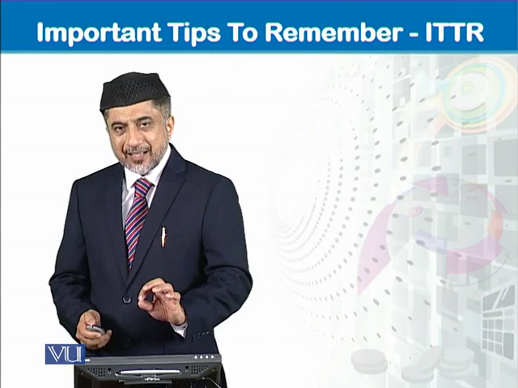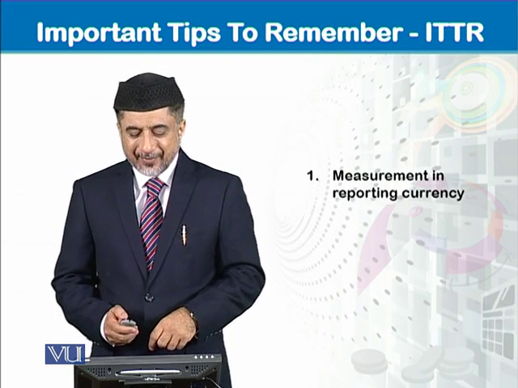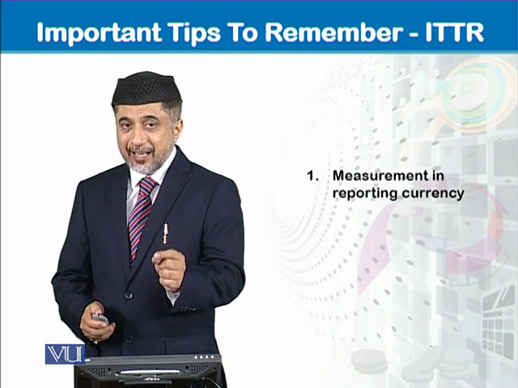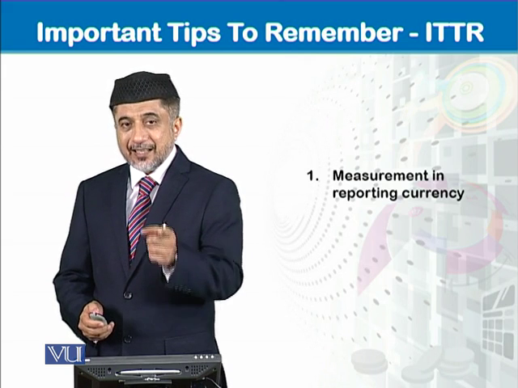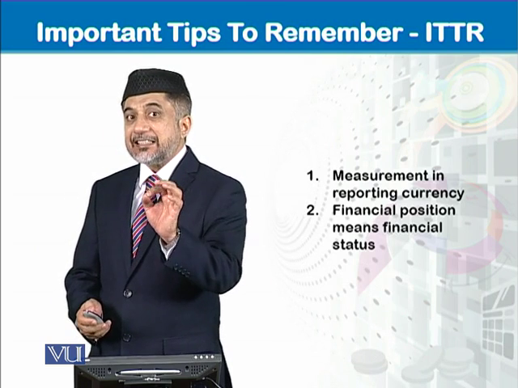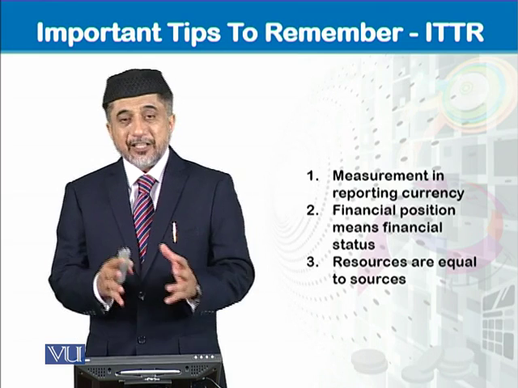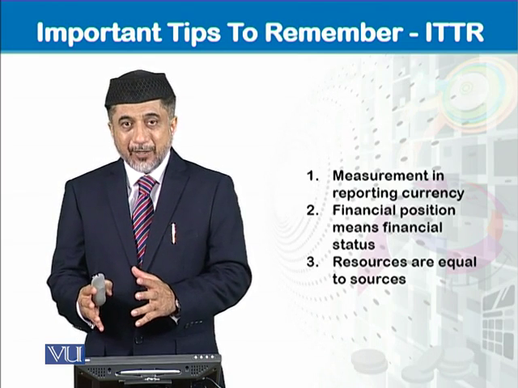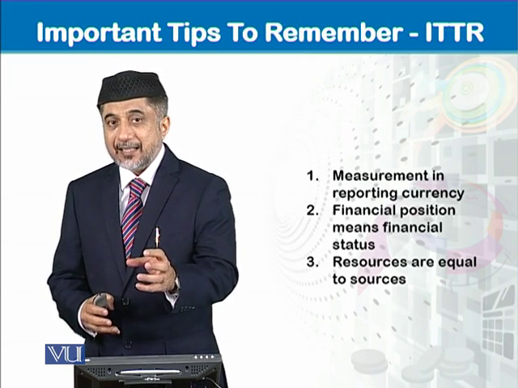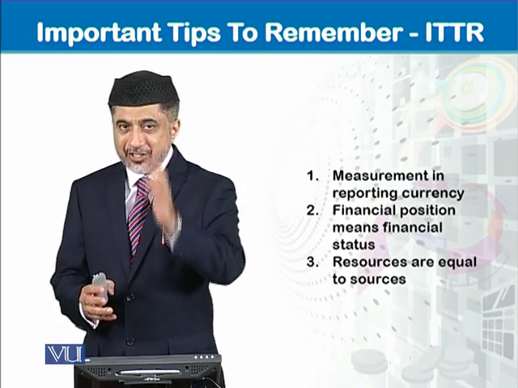So the important tips that we have to remember, the ITTR of this module, number one, is that financial information should be measurable in terms of money, and that money is assigned in reporting currency. And then financial position means financial status, and that financial status means that the resources of the entity are equal to the sources. Resources are the assets of the entity, and sources of the entity mean the owner's equity and liability of that entity. Keep these ITTRs very much fresh in your mind. Thank you.